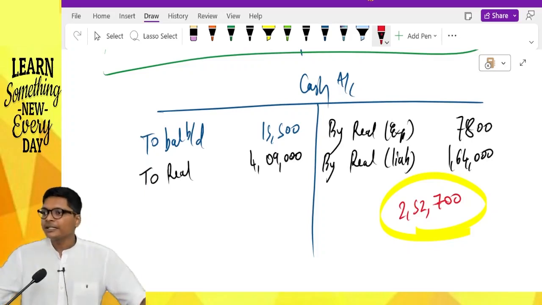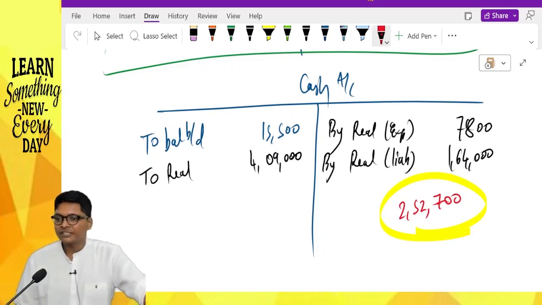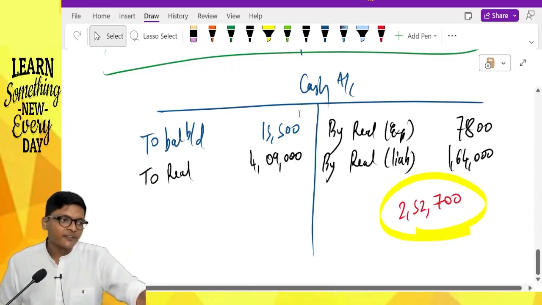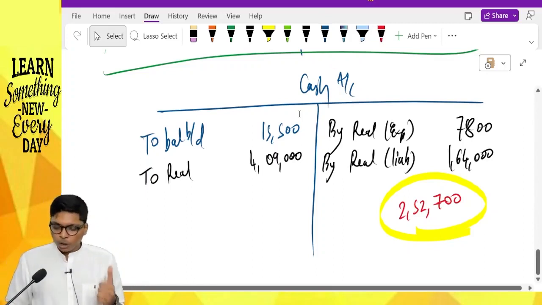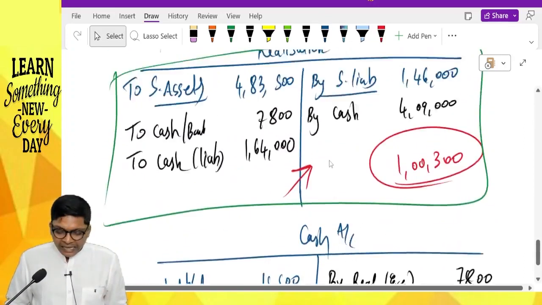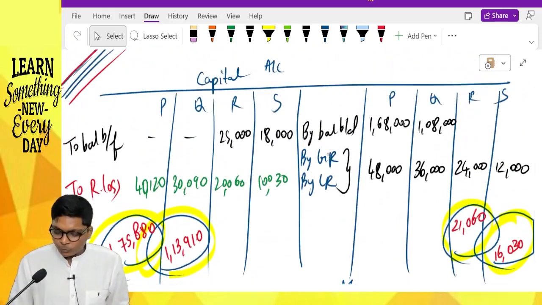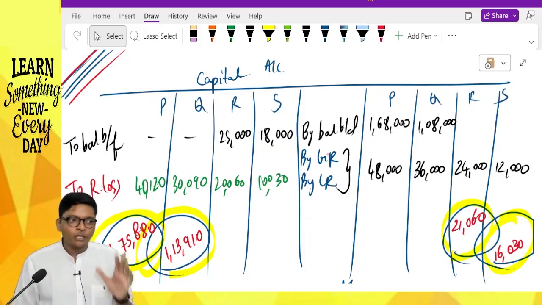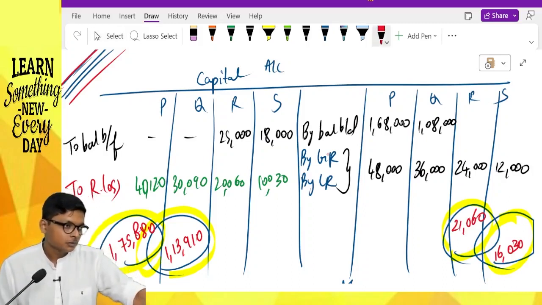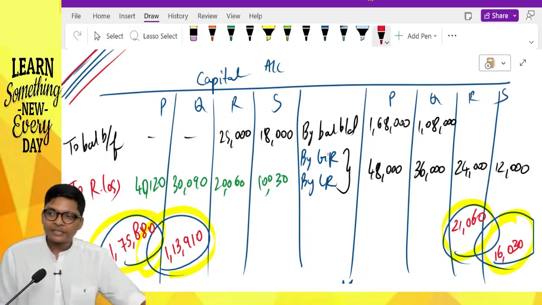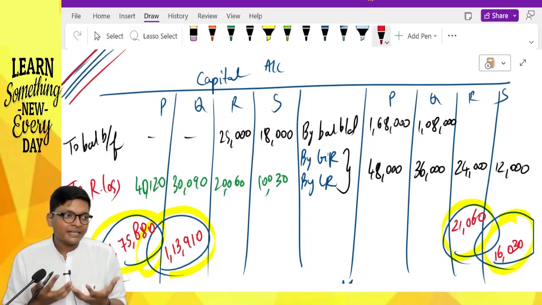Now take your calculator, guys. Try 2,52,000. Everybody do it with me. Online live recording. 2,52,000. Add the money brought in by R, 21,060. Again add 16,030. Minus 1,75,880, minus 1,13,910. It becomes 0. Yes. It is becoming 0. That means we are on the right track.